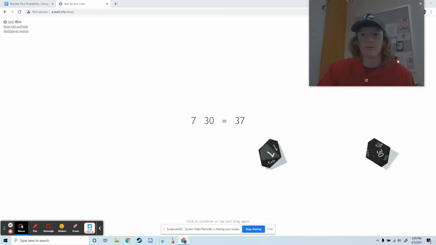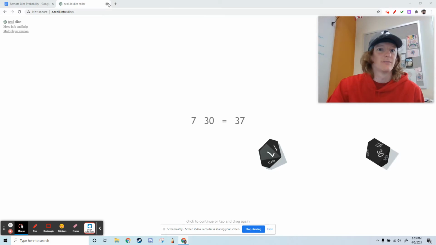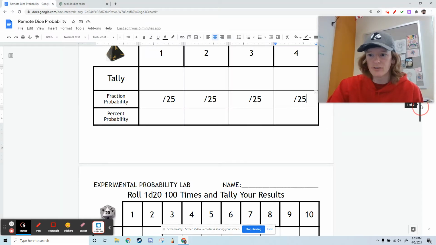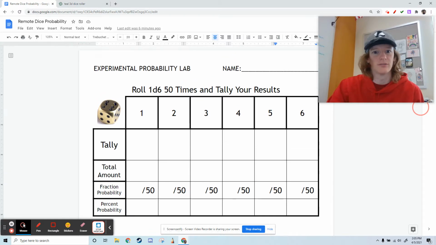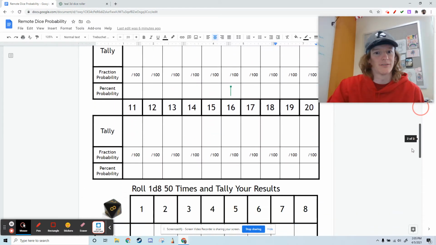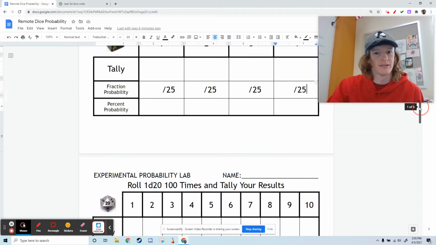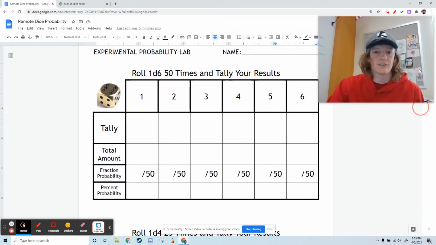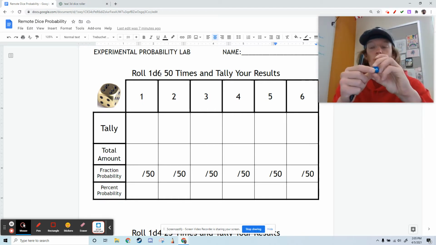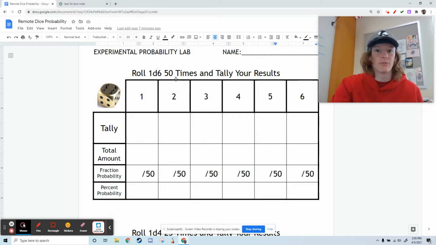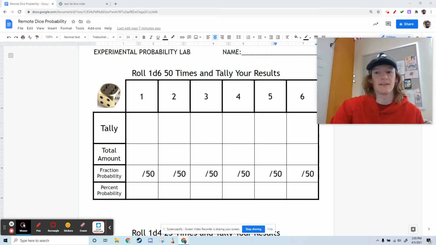I don't want to overwhelm you, remote learners, with a crazy amount of dice rolling. Especially since it's remote, and you probably are going to be using that website, and it might be a little bit annoying. So, just to get us started, we're going to start on this first one. We need to roll 1d6. That's a 6-sided die, kind of like a regular one. Usually has the dots on the sides, 1 through 6. We're going to do this 50 times, and we're going to tally our results.